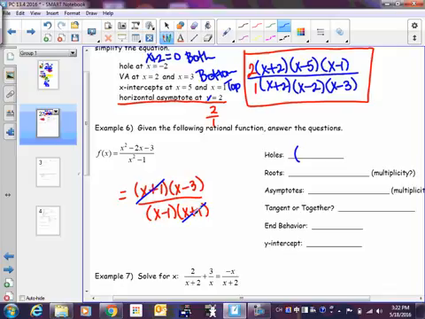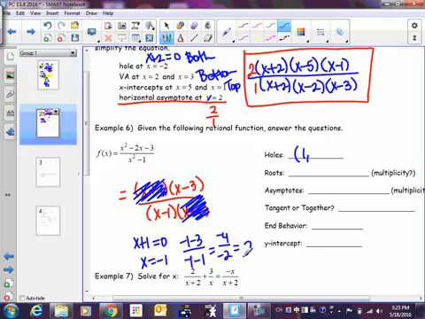If you set x plus 1 equal to 0, you would get x equals negative 1. And then how would you find the y value? Well, let's totally cancel that out and plug in negative 1. Negative 1 minus 3 on top, negative 1 minus 1 on bottom. That would give us negative 4 over negative 2, which would give us 2. That's the hole. Okay, just like before, roots, that's x-intercepts.